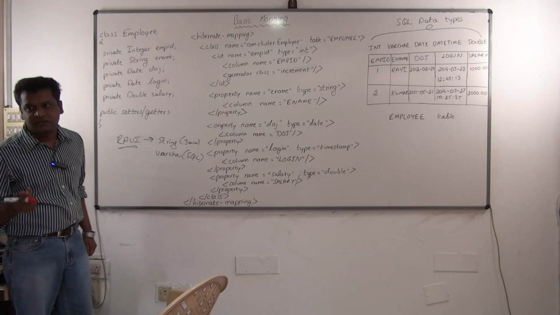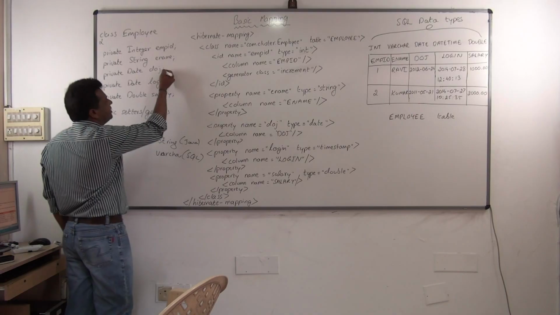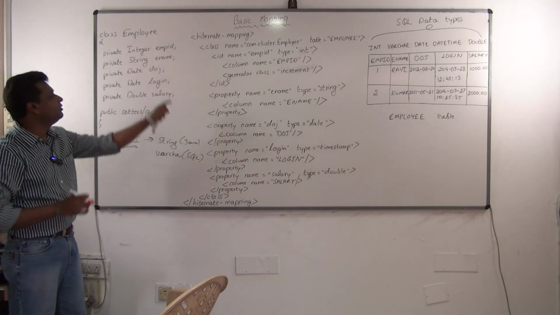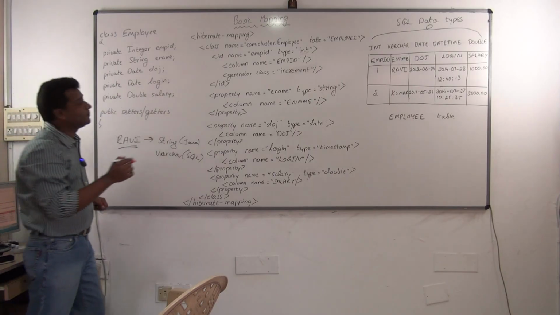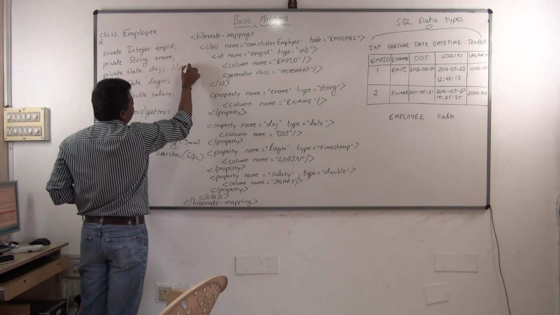java.util.Date. That's one class. So that is a class which has the ability to store what? Date. So fine. So DOJ is what? Date of joining. One variable I am taking. DOJ is a variable of type Date, and this DOJ will contain only date. So fine, this will contain only date.